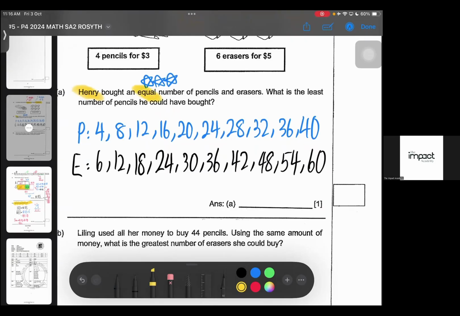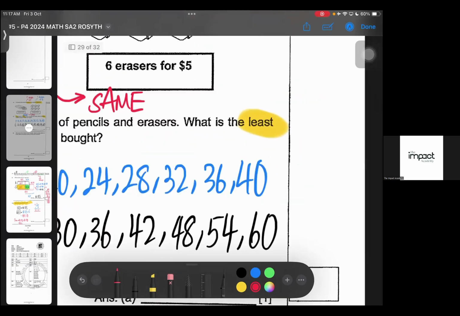Because the word equal is so important. What is the meaning of equal? Same number. Very good. They must be the same, right? And they also say this word least. Can you see this word least? Least basically means what? The smallest.